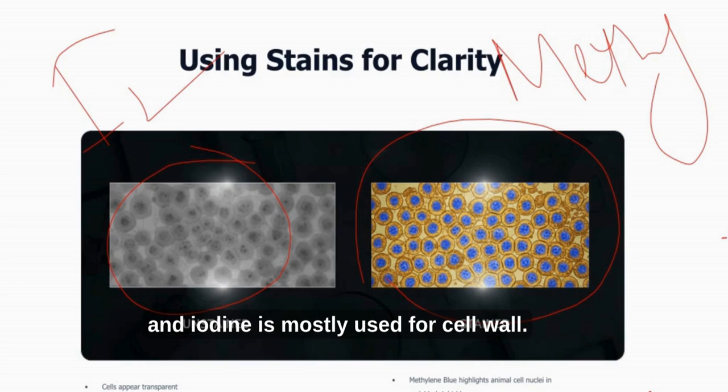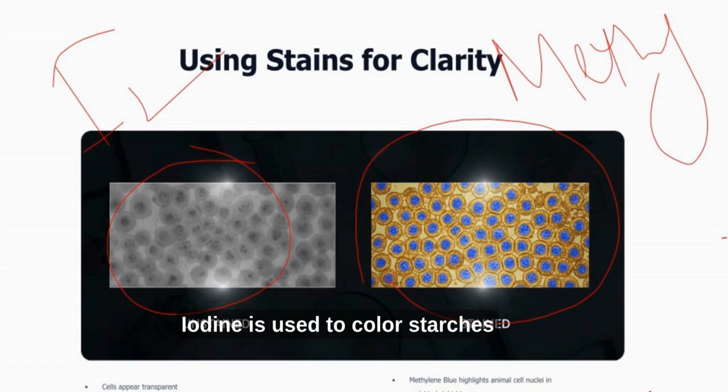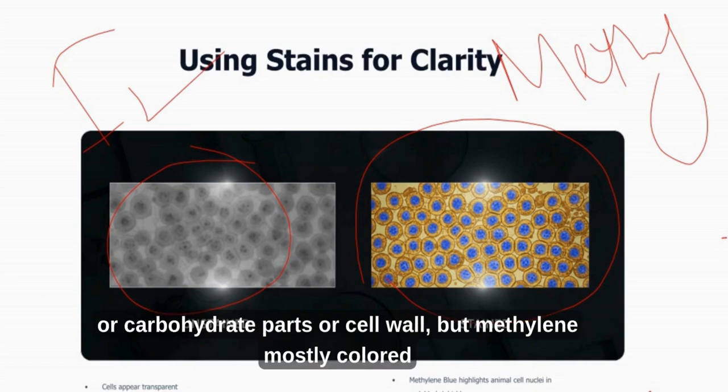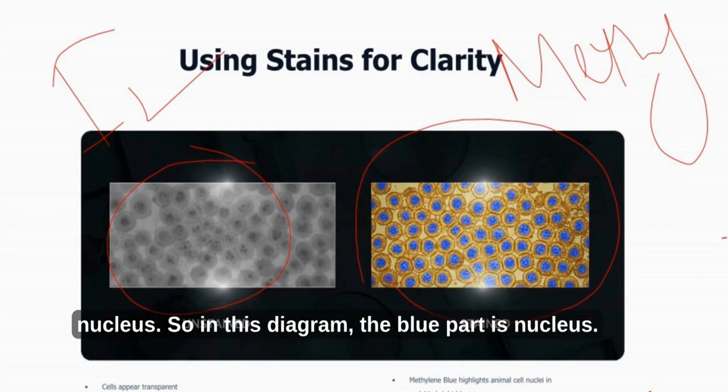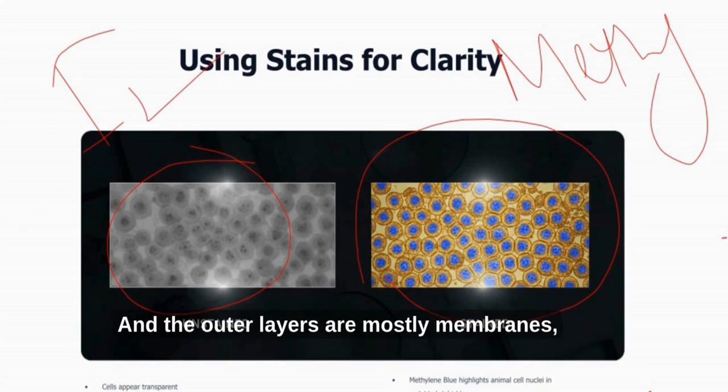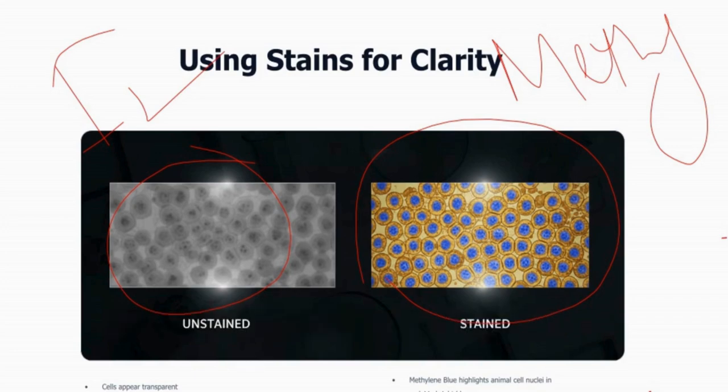Iodine is mostly used for the cell wall. Iodine is used to color starches or carbohydrate parts or the cell wall, while methylene mostly colors the nucleus. So in this diagram, the blue parts are nuclei and the outer layers are mostly membranes, cell wall or the starch part.